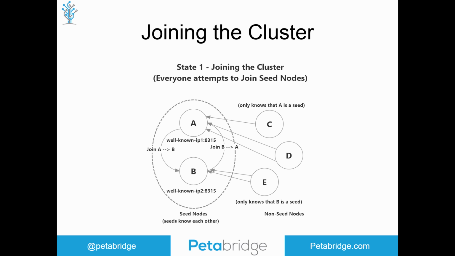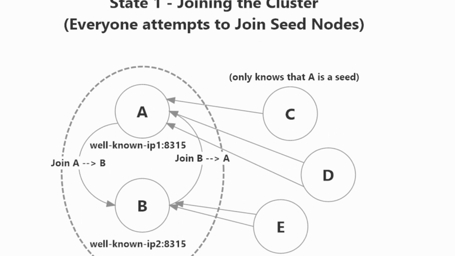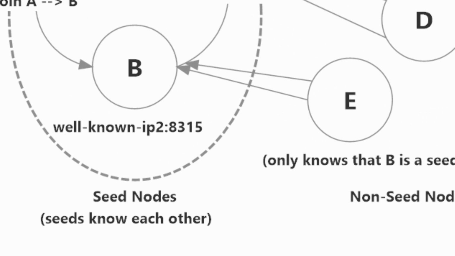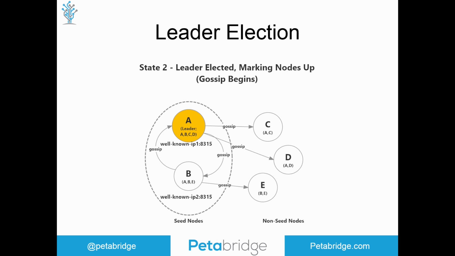So A and B know about each other, and nobody else knows about them, and they don't know about anybody else. C and D on the right only know about node A as their seed node, and node E only knows about B as a seed node. So each of these nodes will get in touch with the seed node they know about. Everybody attempts to join the cluster through the seed nodes. C and D try to join the cluster by contacting A, and node E tries to join the cluster by contacting node B.